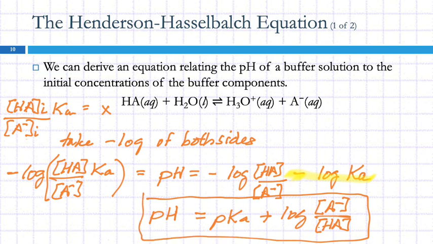The pH of a buffer solution is equal to pKa plus the log of the initial concentration of the weak base, the conjugate base, divided by the original concentration of the weak acid. Now, the good news is I'm not going to make you derive that. But I think it's helpful to see how it's not something magical. Instead of doing essentially this process every time we need a pH, we can have this equation and just plug stuff in. And it's a lot easier.